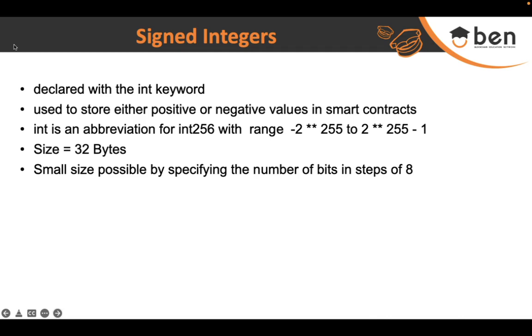How is it possible? You can specify the number of bits you want to use, but that should be in steps of 8. So you cannot say int 20. That will not be allowed. Multiples of 8 are allowed, like int 8, 16, 24, etc. So this is it for signed integers. We will be practically writing it also and viewing it for ourselves. But for now, you should know the int keyword, int 256, steps of 8, the basic size, and you should know that the default value of a signed integer is 0.